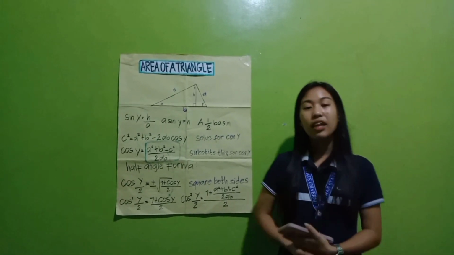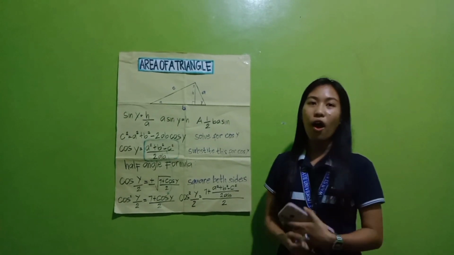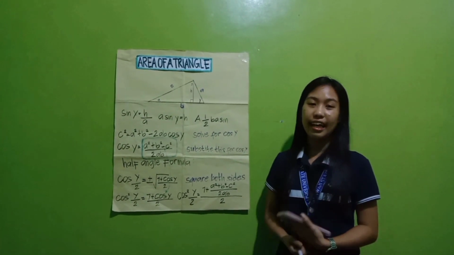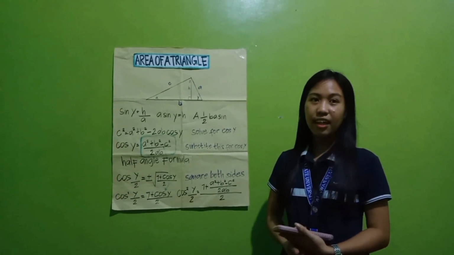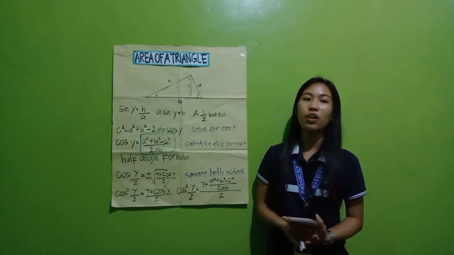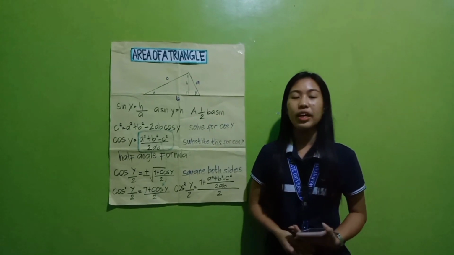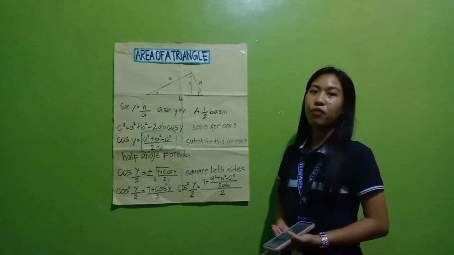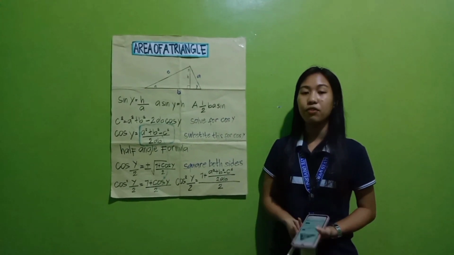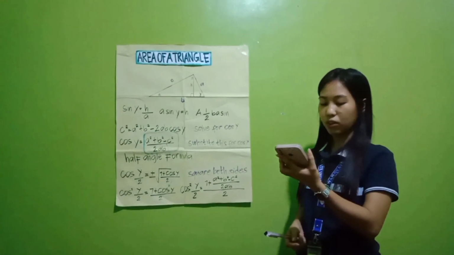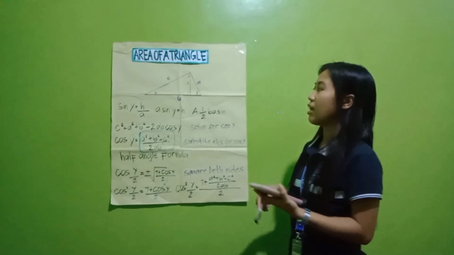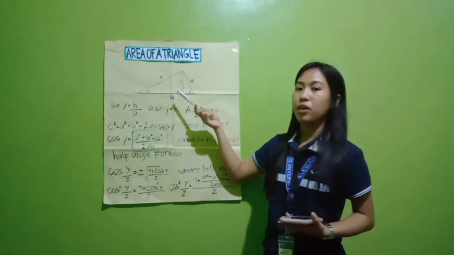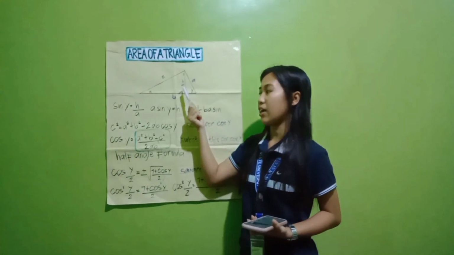Sometimes we know the lengths of two sides of a triangle and the angle between them, but not necessarily the height. So we have to come up with a formula for finding the area of a triangle for this situation. Let's draw the line of the height. We have a triangle here.